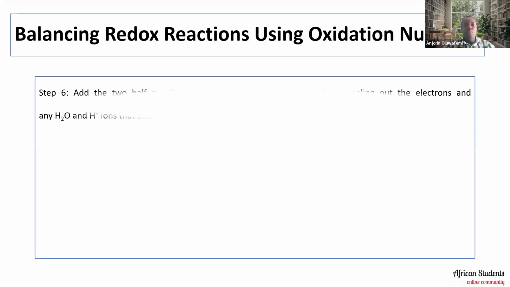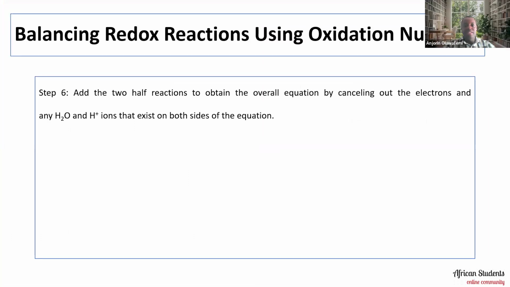And thereafter, we want to look at step 6, which says to add the two half reactions to obtain the overall equation by canceling out the electrons, water and hydrogen ions that exist on both sides of the equation. Okay, so the overall equation will look like this: 10 iodide ions plus 16 hydrogen ions plus 2 MnO4 minus to give us 5 I2 plus 2 Mn2+ plus 8 H2O.